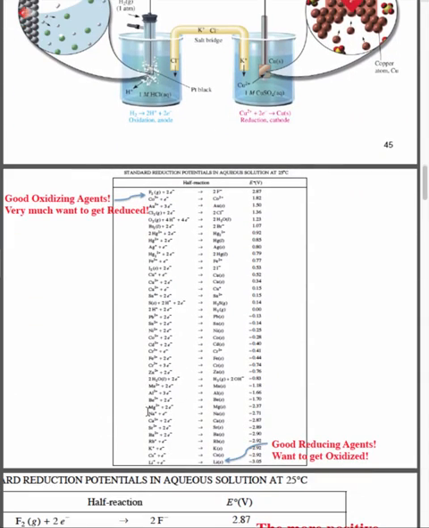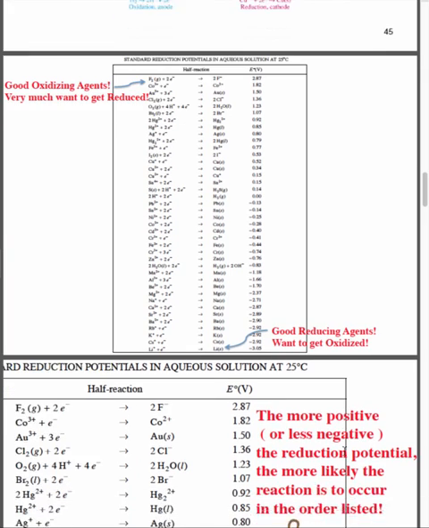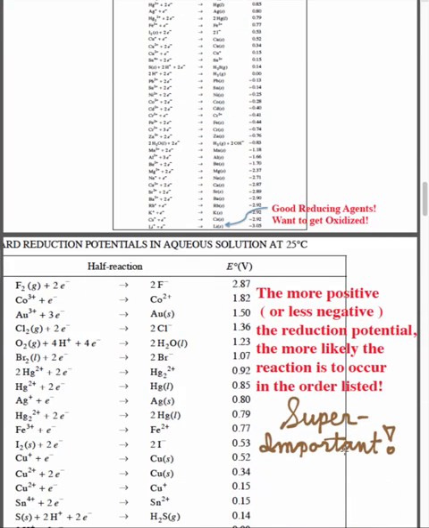Anyways, let's look at these numbers a little bit more, these tables. If I have a very positive reduction potential, I call them good oxidizing agents. If it's a positive reduction potential, it wants to happen as a reduction. If it has a very negative reduction potential, it does not want to happen as a reduction. These actually want to get flipped backwards. This lithium and this cesium and potassium would be good reducing agents, giving up their electrons. In other words, they want to get oxidized.